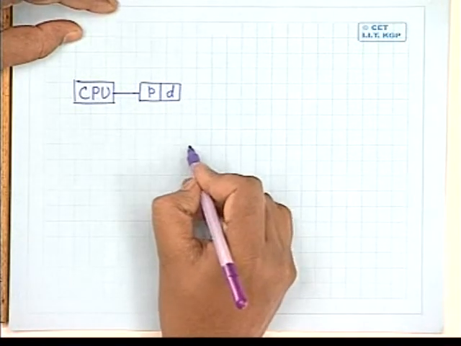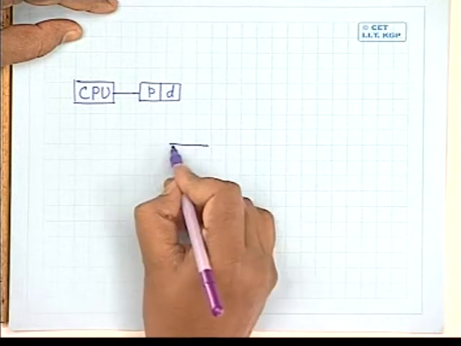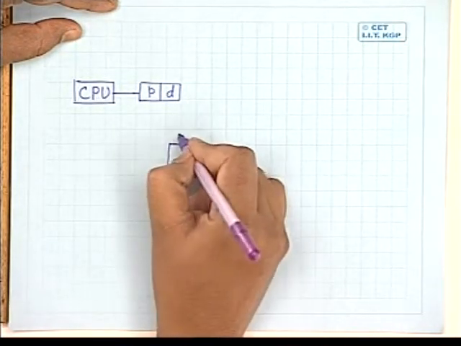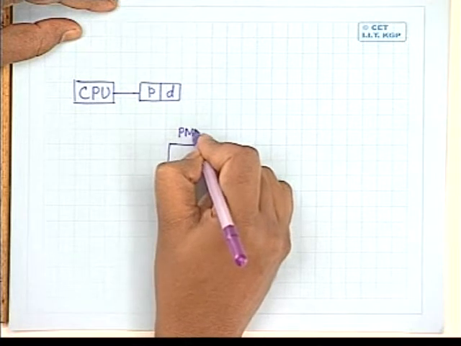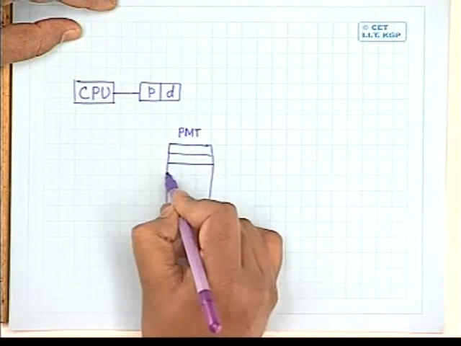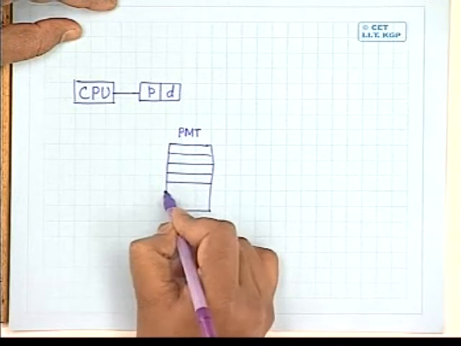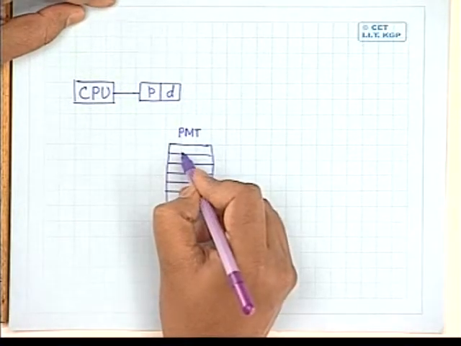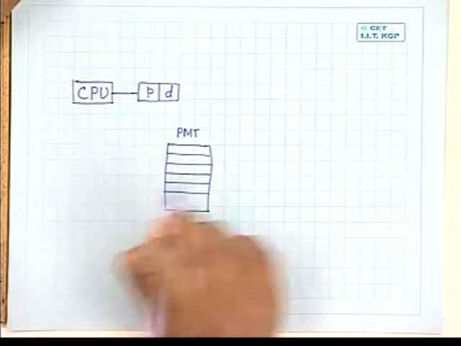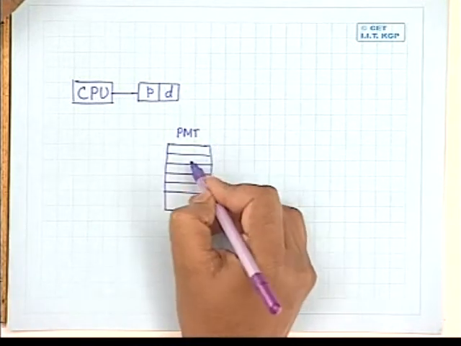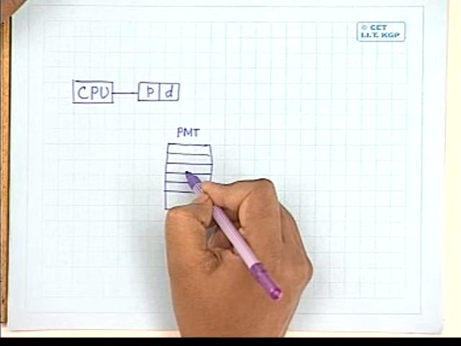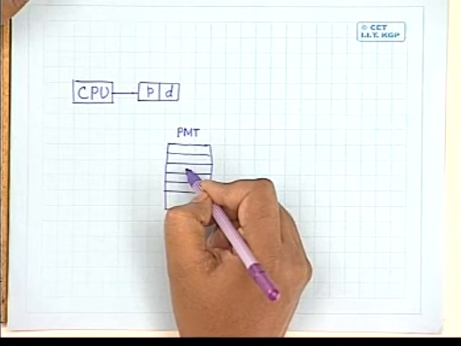And what I use is what is called a page map table or PMT. So this is a page map table or PMT. This PMT will have a number of entries. Okay. Zeroth entry in this PMT will contain the frame number where page number 0 is loaded. Next entry will contain the frame number where page number 1 is loaded. The entry after that will contain the frame number where page number 2 is loaded, and so on.